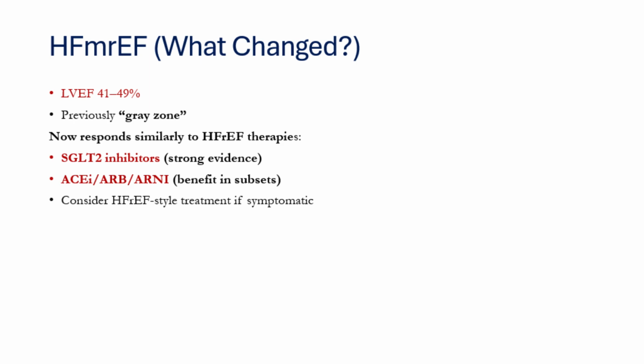HFmrEF was previously considered a gray zone with limited therapeutic evidence. However, newer studies suggest that many patients benefit from therapies traditionally used in HFrEF, particularly SGLT2 inhibitors. Selected patients may also benefit from ACE inhibitors, ARBs, ARNIs, or beta blockers, especially when symptoms are present.